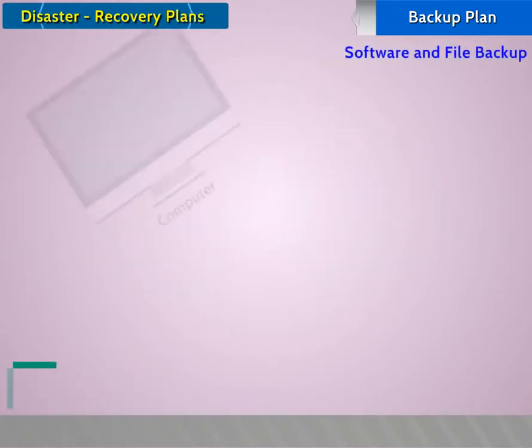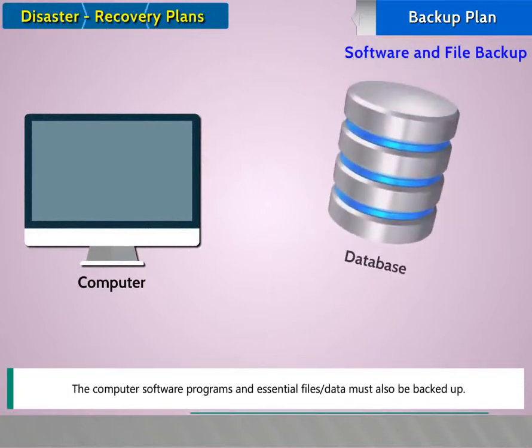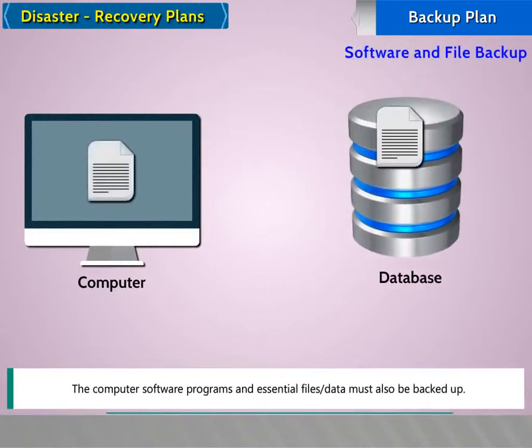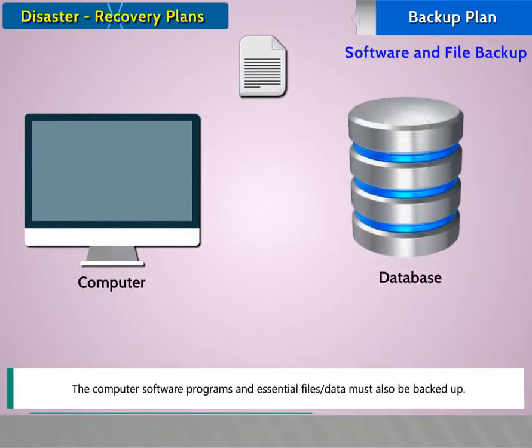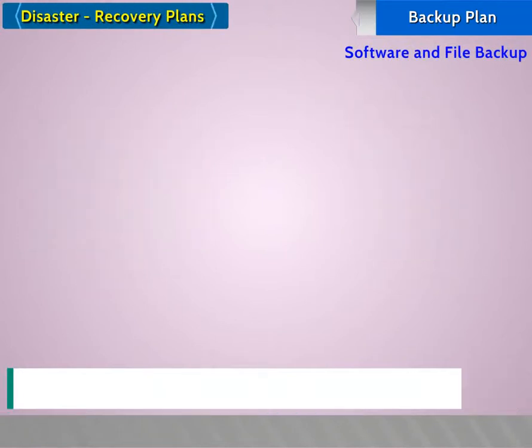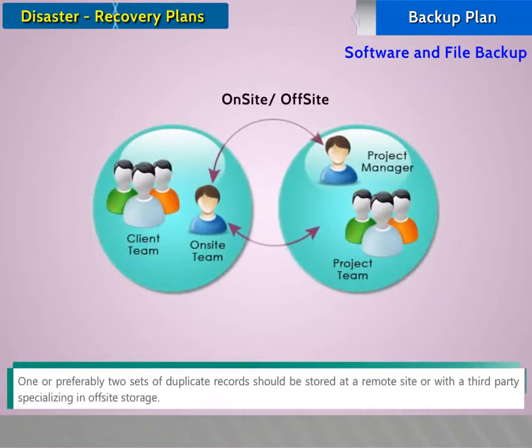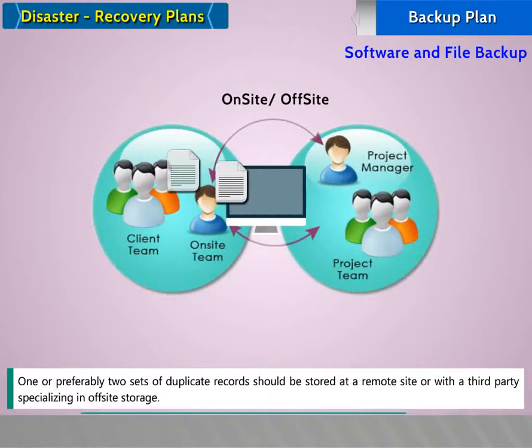Software and file backup. The computer software programs and essential files or data must also be backed up. One or preferably two sets of duplicate records should be stored at a remote site or with a third party specializing in off-site storage.